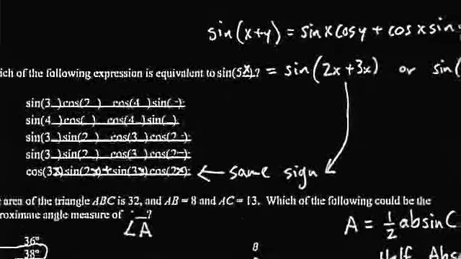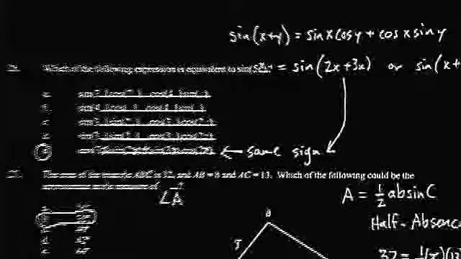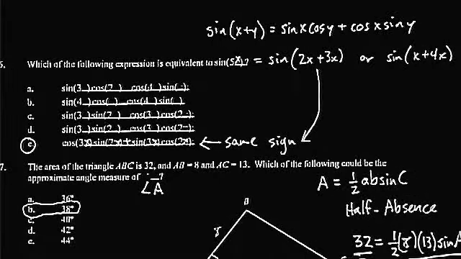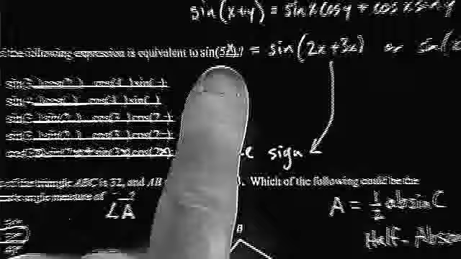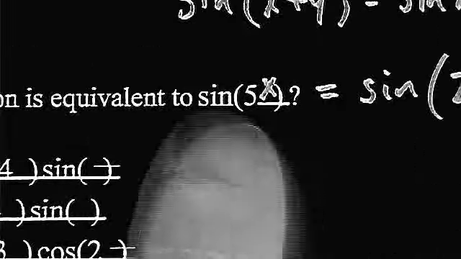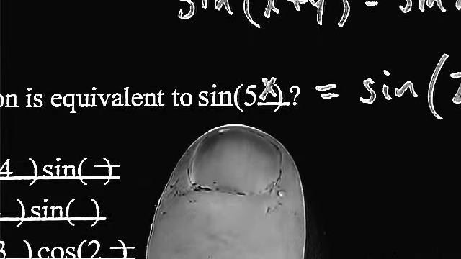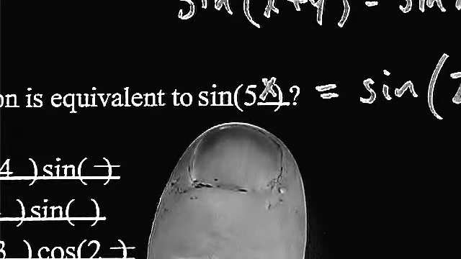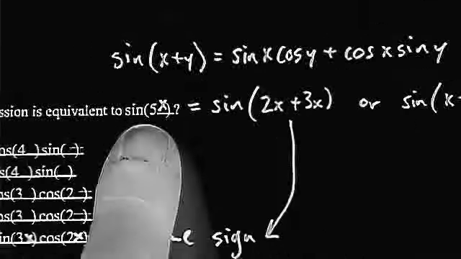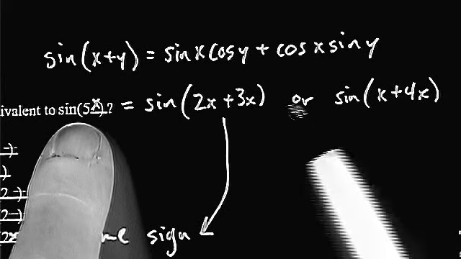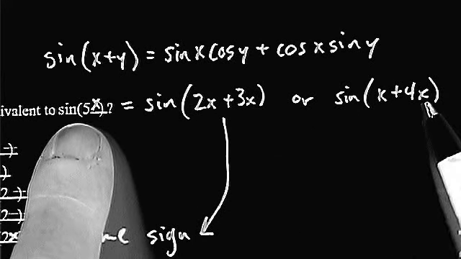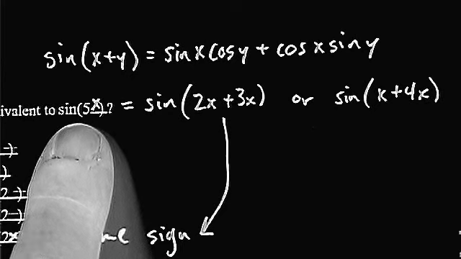I actually had to go to the website, something malfunctioned when it was printing, so I didn't even have the right question. The question is actually, which of the following is an expression for sine of 5x, but I didn't have that, so I didn't know what it was. So I was looking for something that's either equal to sine 2x plus 3x or sine x plus 4x. Those were my two choices, really.